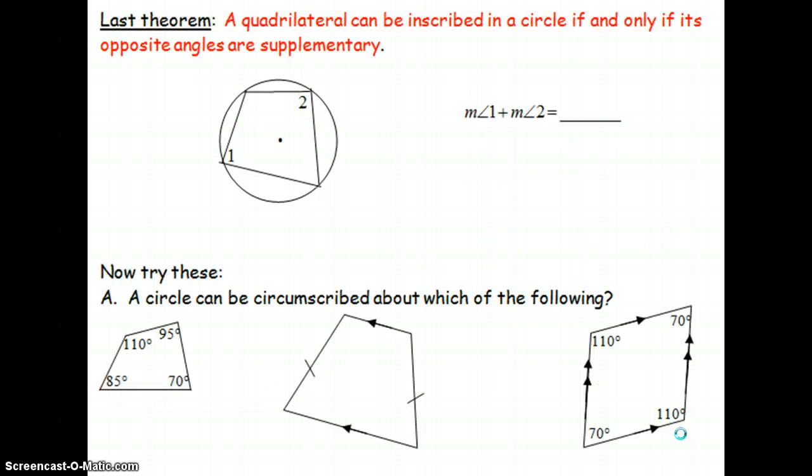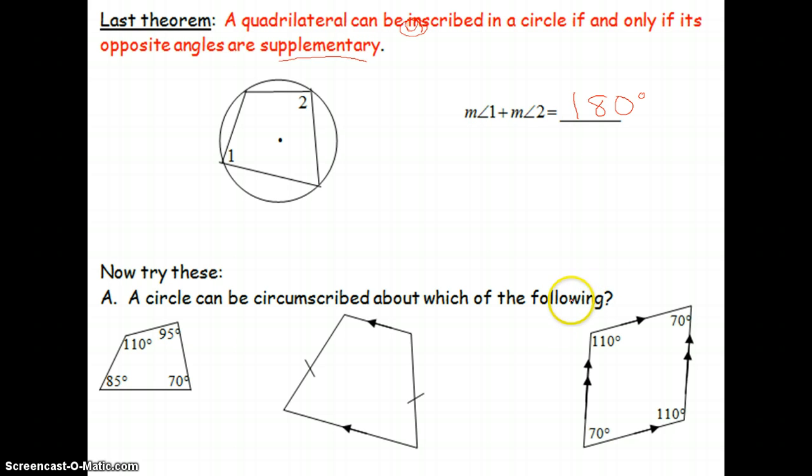Let's continue on. We've got one more theorem here. Our last one states that a quadrilateral can be inscribed in a circle if and only if its opposite angles are supplementary. A few things to note here. We've got inscribed, so the prefix in means that it is inside. And then we know also supplementary is 180 degrees. So if we look at angles 1 and 2 of our quadrilateral, then the measure of angle 1 plus the measure of angle 2 would be supplementary. They are opposite, so 180 degrees.